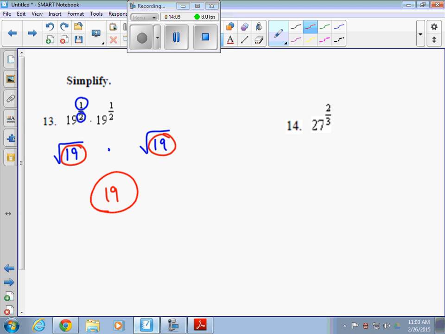Okay, change 27 to the 2/3 into radical form. Again, this is your index. So it's going to be the cube root of 27 raised to the second power. The cube root of 27 means what number times itself 3 times is 27. Well, we know that that's the number 3. And 3 squared is 9.